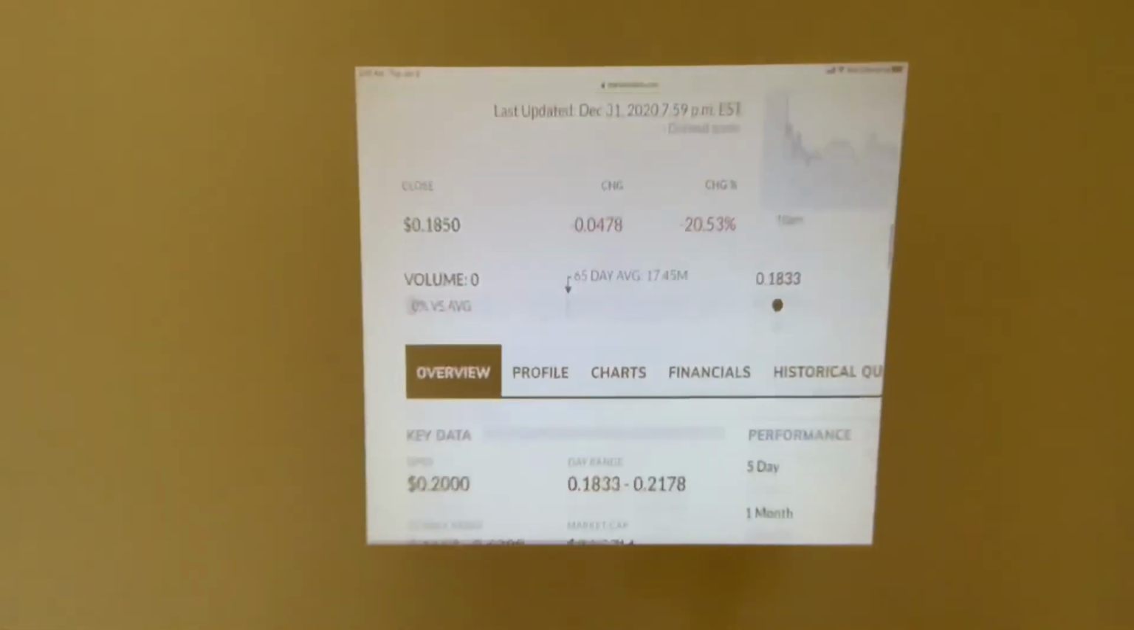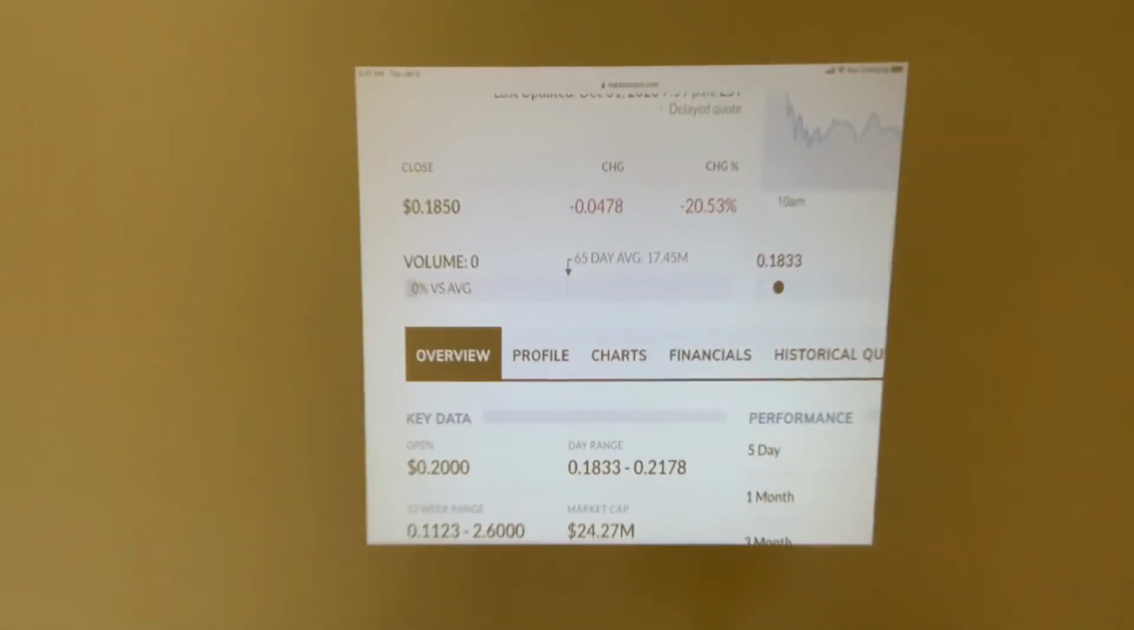So they are extremely cheap. You can buy 1,000 shares for $180. You can buy 5,000 shares for close to, what, $1,000, $900 and change. It's not recommended, of course.